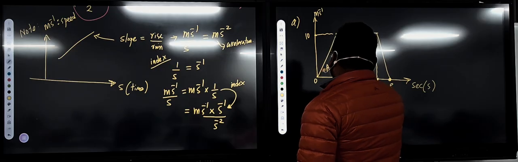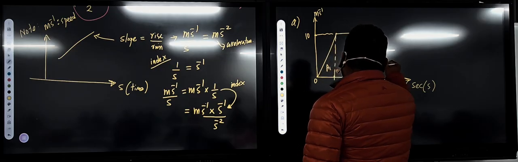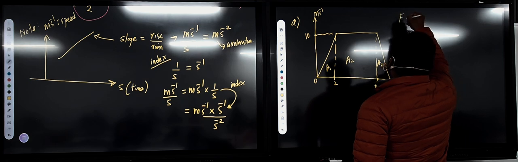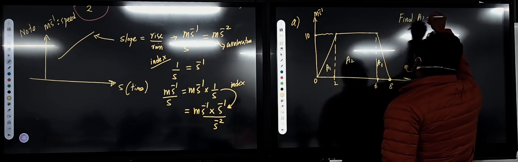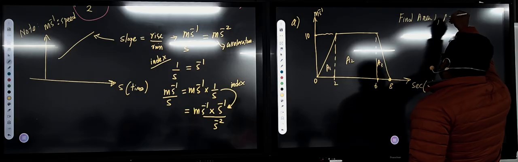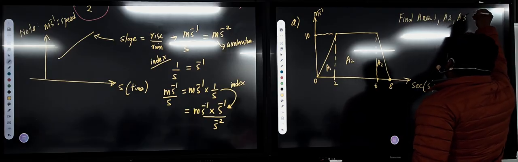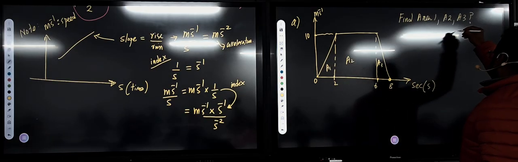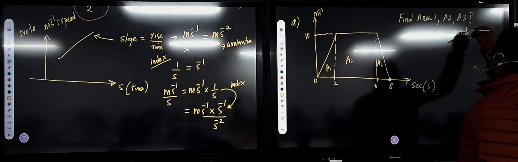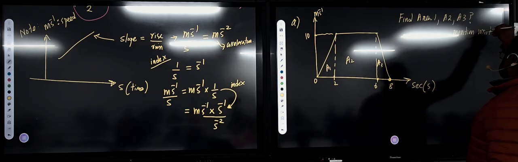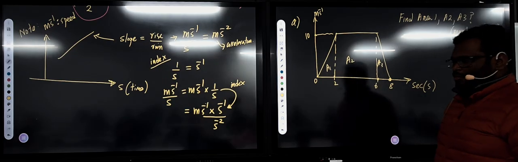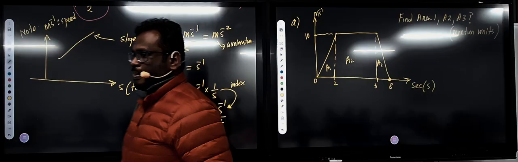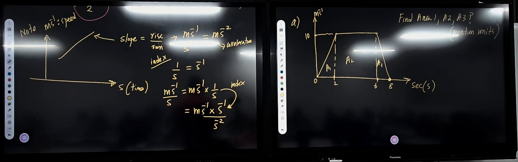Find area 1, area 2, area 3. Mention units. What's the 1 over s? 1 over s means 1 divided by time. 1 divided by second.